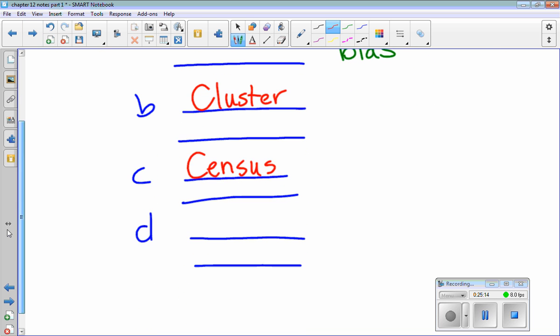All right, and then part D, let's see what D said. Randomly select 20 parents from each elementary school, send them a survey, and then follow up with a phone call. What's that? That's stratified. Very good. You're picking so many from each of the elementary schools. That's stratified. If you're picking one elementary school and simply everybody there, that's a cluster.